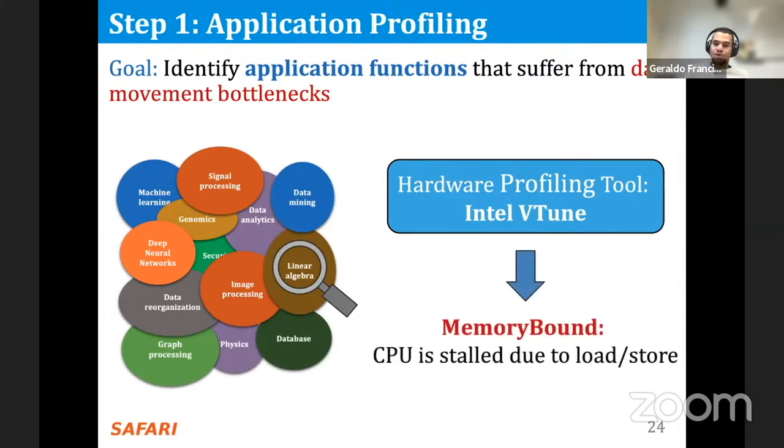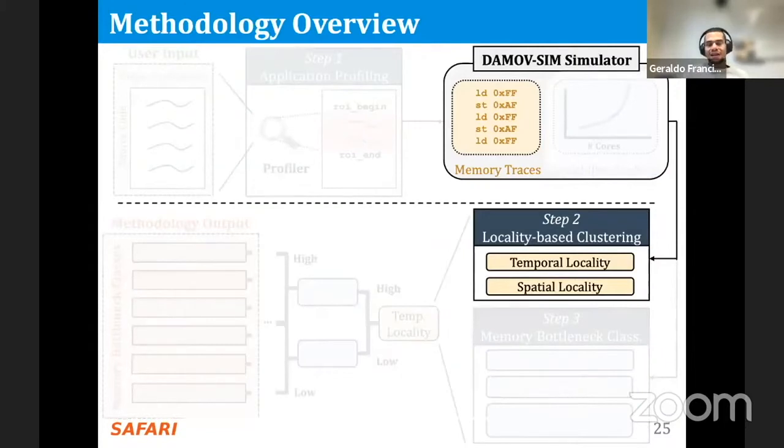Intel vTune provides a metric called memory-bound, which is defined as the percentage of CPU pipelines lost, not utilized, because of memory stalls. We use this metric as a first indication of whether the application would benefit from NDP or not.